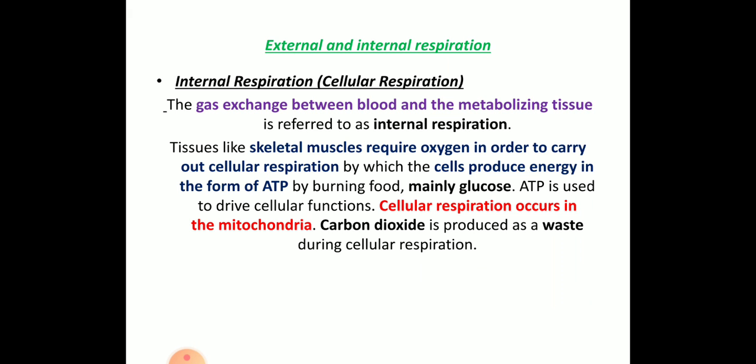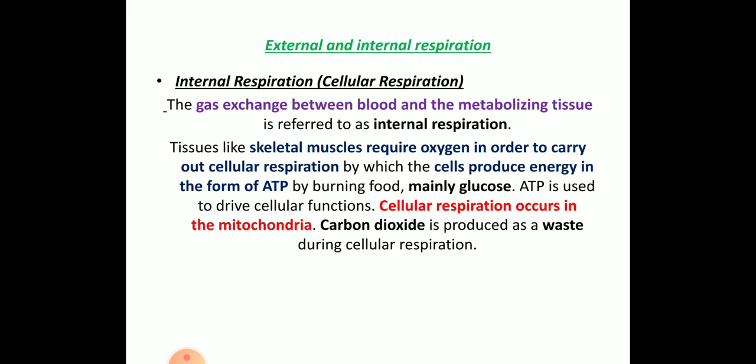Oxygen is required for the activation of hemoglobin, our respiratory pigment. During that time the tissues like skeletal muscles require oxygen. They carry out cellular respiration by which cells produce energy in the form of ATP, mainly from glucose. Now ATP is used to drive cellular function. Cellular respiration occurs in the mitochondria and carbon dioxide is produced as waste during cellular respiration.